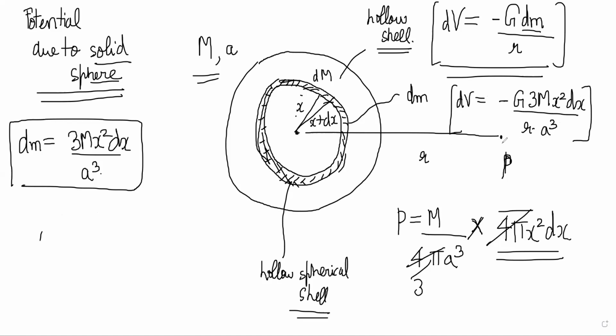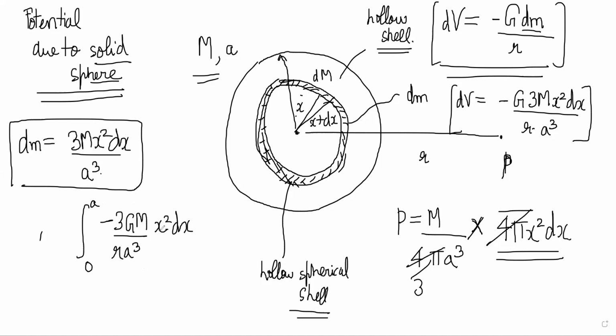If the point is outside, this is the situation. You have minus 3GM by R a cube. All of these are constants, and you have to integrate x square dx. So x is the variable. The integration will be from 0 to a, so that you can cover the whole sphere, right?